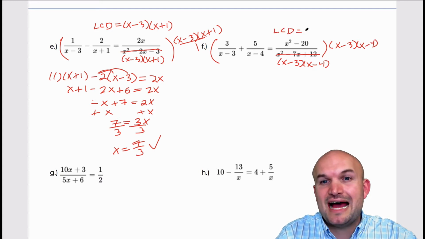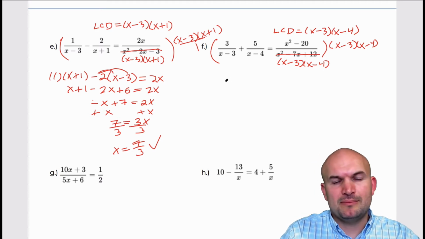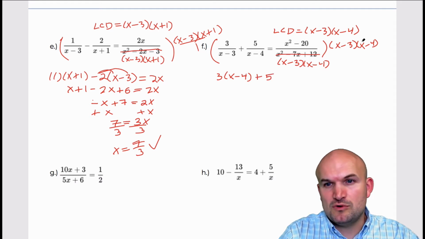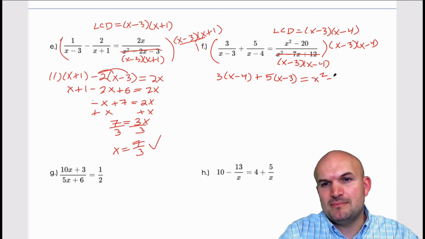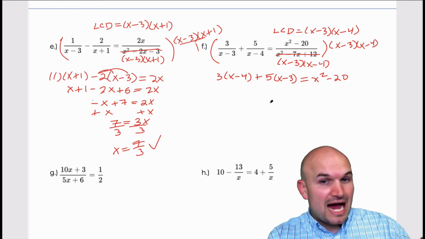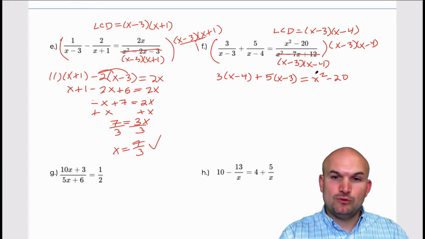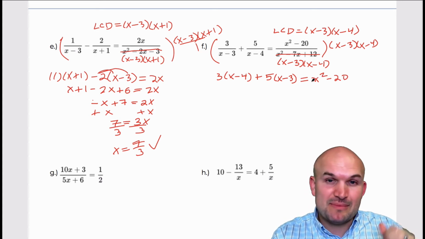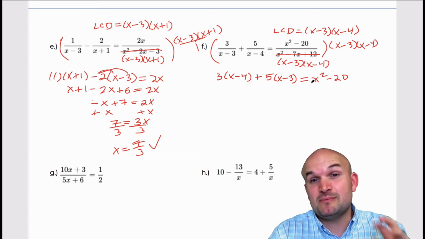Okay, so therefore I'm going to be left with 3 times an x minus 4 plus 5. The x minus 4s will divide out here, so I'll be left with 5 times an x minus 3, and then equals x squared minus 20. So now what we have is our first quadratic equation, right? Because I don't have everything simplified yet, but you can see that my highest power, my degree, is 2. So that means I'm going to have 2 solutions.